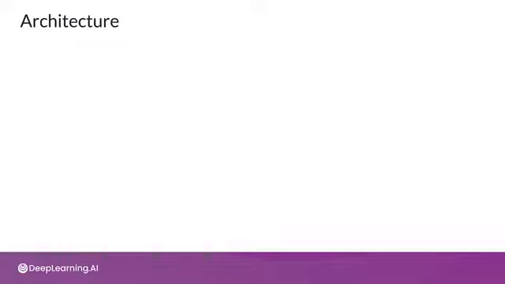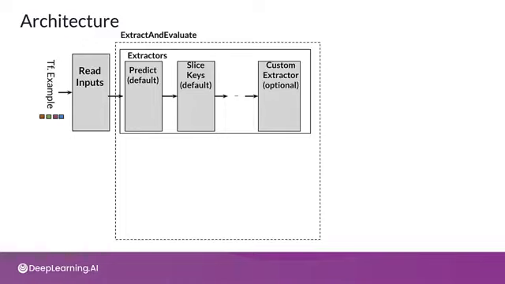The TFMA pipeline is made up of four main components: read inputs, extractors, evaluators, and write results. The first stage, read input, is made up of a transform that takes raw input such as CSV or TF records and so forth, and converts it into a dictionary format which is understandable by the next stage, extraction. Across all the stages, the output is kept in this dictionary format, which is of the data type tfma.extracts.